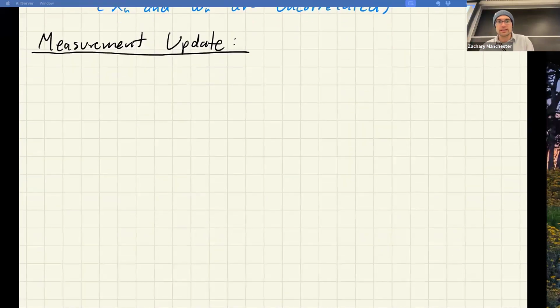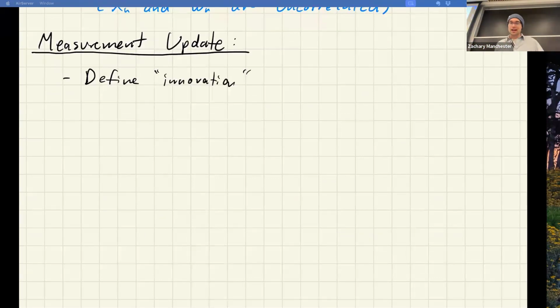Okay, so the idea here is we're going to define a couple things and take some shortcuts. Basically, I'm going to assume a linear update, and then we're going to figure out the details. Right out the gate, I want to define this thing called the innovation. Has anyone heard of this before? Okay, this is common lingo in the filtering literature.